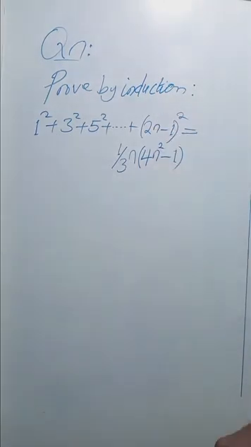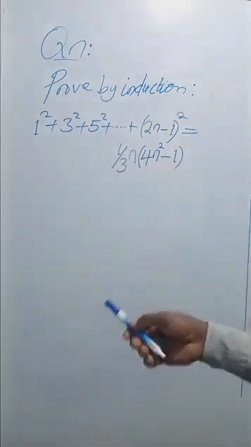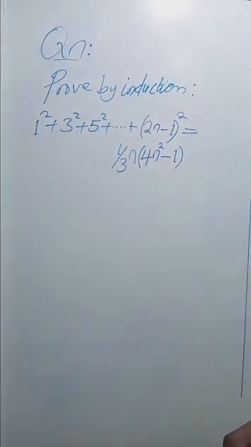Today we have this question. We're supposed to prove by induction that 1 squared plus 3 squared plus 5 squared plus dot dot dot plus (2n minus 1) squared is equal to 1 over 3 n (4n squared minus 1).